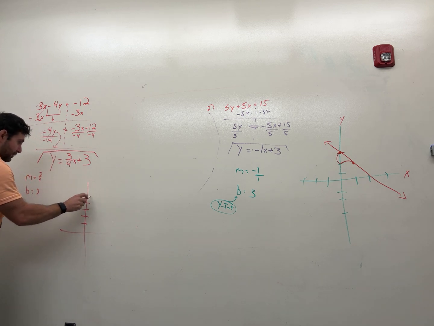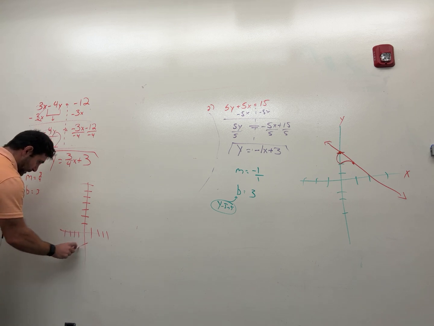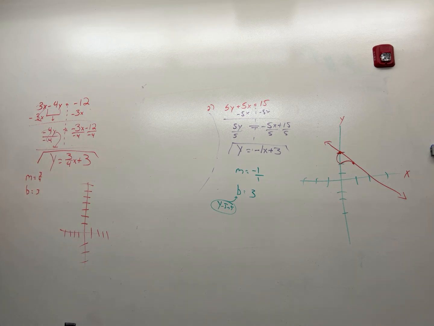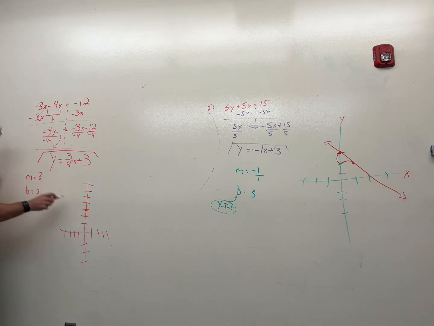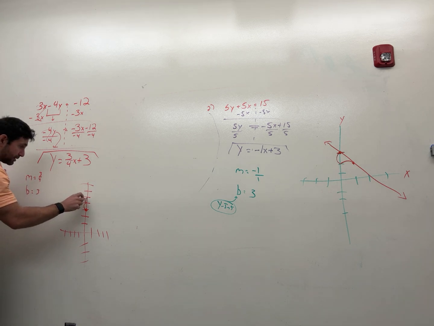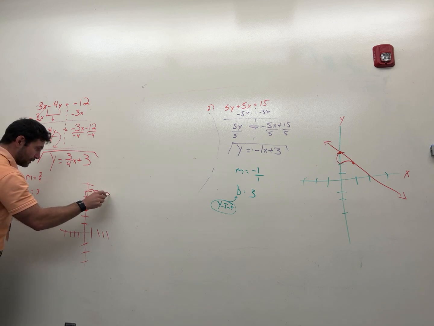1, 2, 3, 4, 5, 6, 7. 1, 2, 3, 4. 1, 2, 3, 4. What's my starting point? 3 on the positive side of what? Y. On the y. So I come up here to positive 3. Now I'm sloping 3 up, 1, 2, 3, over 1, 2, 3, 4.